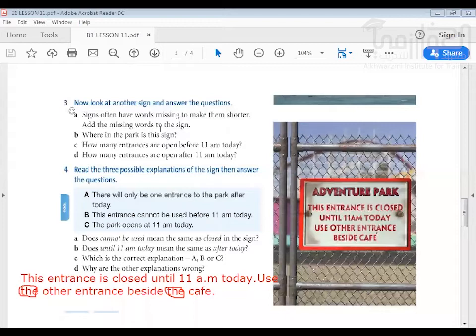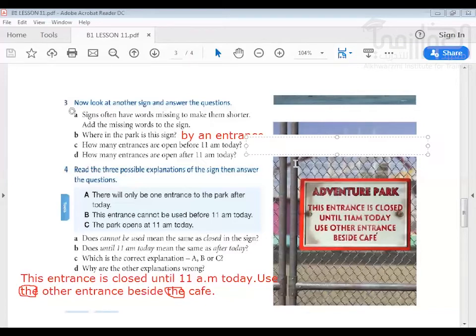So when you look at it, what do you consider? By the entrance, or by an entrance. So by an entrance. How many entrances are open before 11 a.m. today? If you look at it, use the other means one more. So there's one more they can use. So we have one.